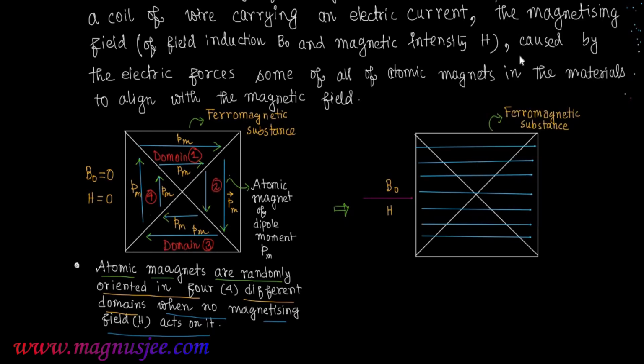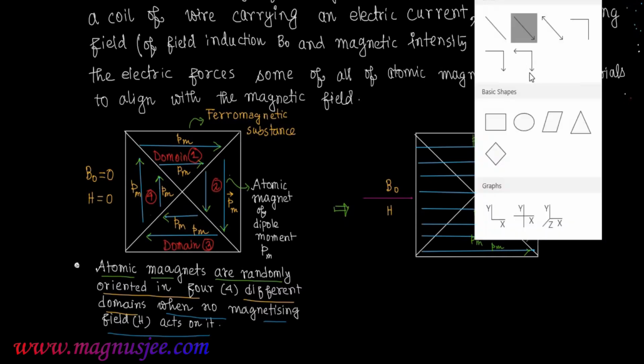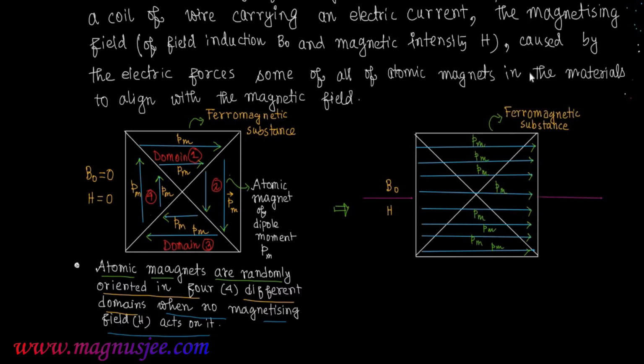In this way, atomic magnets are oriented in a ferromagnetic substance which is placed in an external magnetic field B0, and all the atomic magnets will be aligned in the same direction as the external magnetic field of field induction B0. Pm is the dipole moment of each atomic magnet, and this dipole moment vector Pm will be parallel to the external magnetic field of field induction B0 or magnetic field strength H. That is, vector Pm will be parallel to vector H or vector B0.